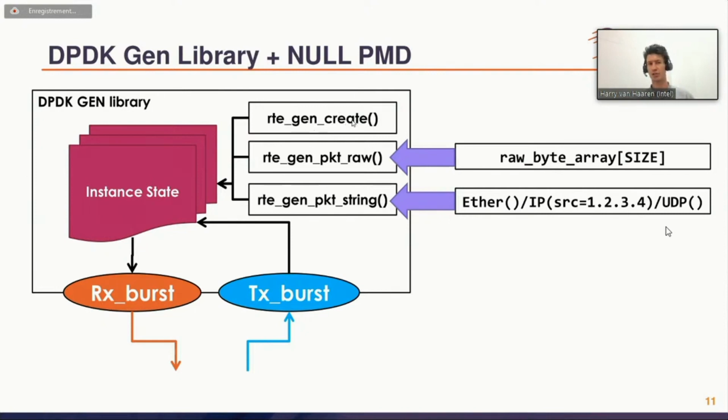You create an instance of this generator, the DPDK gen library. It has two APIs that we really like. Packet raw, which basically says, give me raw bytes and I will turn them into mbufs and send them for you. And then generating a packet from a string. And this is the usable Scapy-like string that I mentioned before. So those two APIs let the application, or your control and management thread or control plane, say what type of traffic to generate. And then the gen library itself, just like ethdev, implements RxBurst and TxBurst. So you can pull a number of mbufs from that library and you can transmit them back into the library. It might seem a little strange at the moment to TX packets back into a generator library, but that becomes clearer when we talk about latency measurements later on.